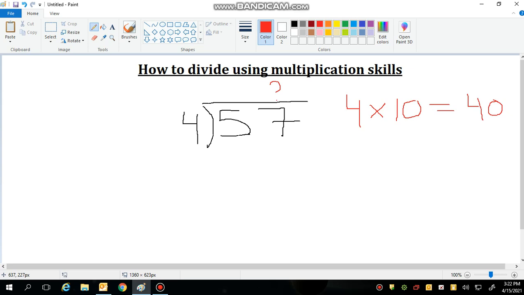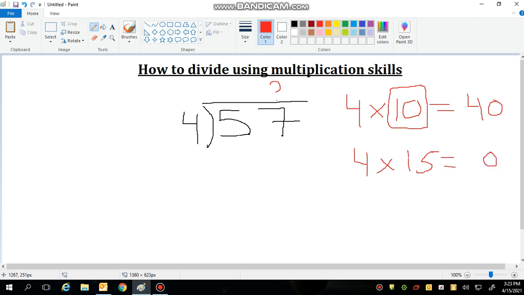And now notice 57 and 40. That's pretty close, but they're still not close enough. 10 is not a good enough number to be the closest estimate to get 57. We probably need a higher number. Let's try 4 times, I don't know, how about 4 times 15? Okay, 4 times 15 or 15 times 4.